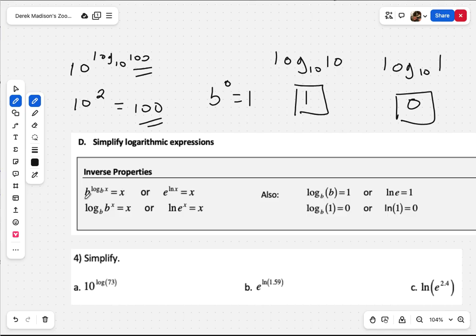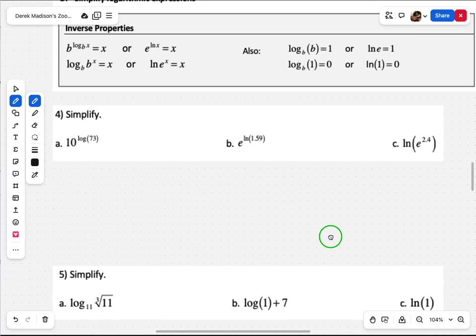So b raised to log base b of x, the base, the log, and the exponential are doing and then undoing each other. So you're just going to get the x. The same with the other 3 versions of this. It's just written, this one's log base b of b raised to, so you're raising first and then taking the log. So with that, these down here become really straightforward.